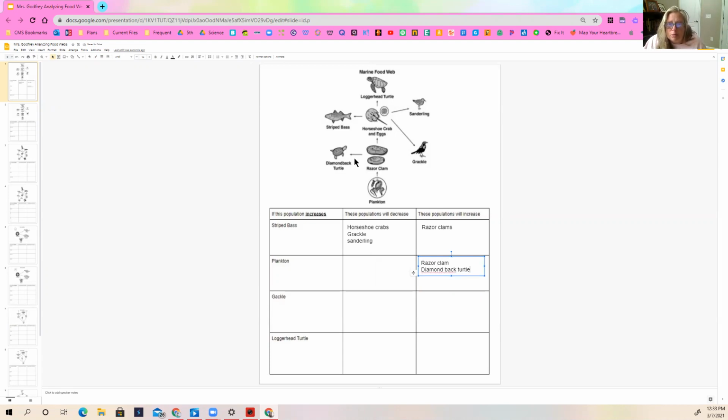All right. And if there's more of the razor clams, that would also mean there's more horseshoe crabs. Let's make that diamondback go together. That means more horseshoe crabs. All right, now if there's more horseshoe crabs, then that would then mean more loggerhead turtles.